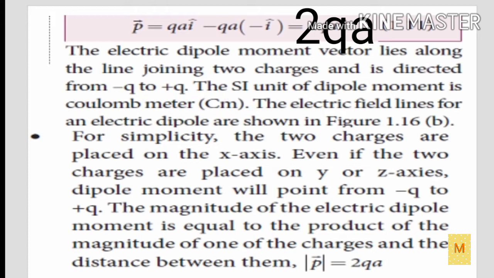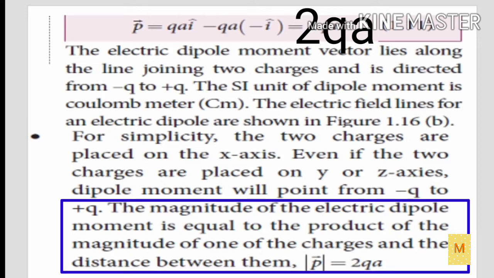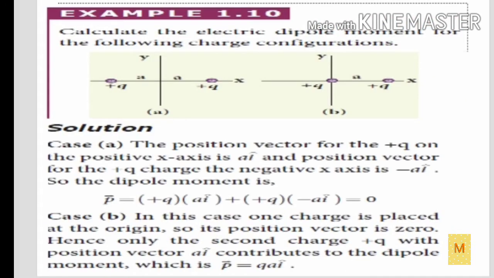Next one is the definition for electric dipole moment. Look at the equation. Mod P vector is equal to 2Qa, which means that the magnitude of electric dipole moment is equal to the product of one of the charges and the distance between them. Next one, there is a problem. Example 1.10. Calculate the electric dipole moment for the following charge configurations.